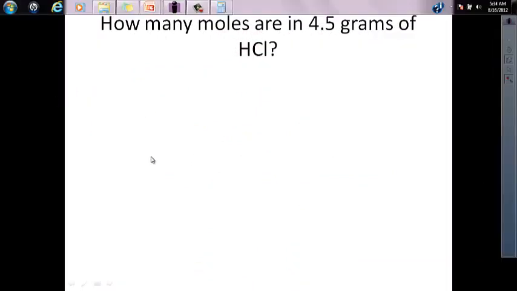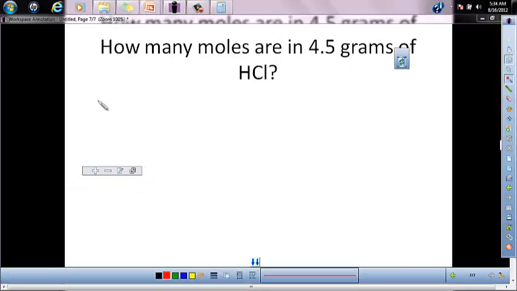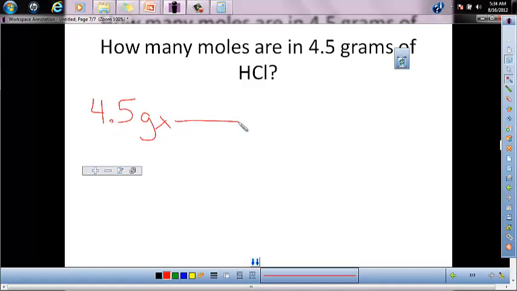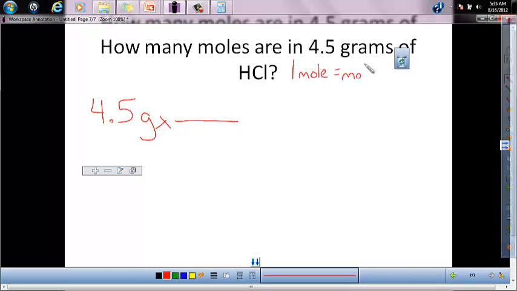Okay, how many moles are in 4.5 grams of HCl? All right, well, we got 4.5 grams. Okay, and remember our conversion factor was 1 mole is equal to the molar mass. Okay, so if you have grams here, you got to have grams here so that they'll cancel. Now, looking up here at our conversion factor, where is the grams going to be? Oh, yeah, grams is mass, right? Okay, so we got to find the molar mass of HCl.